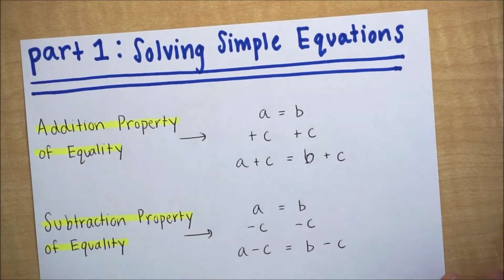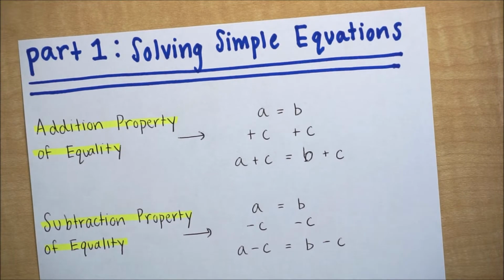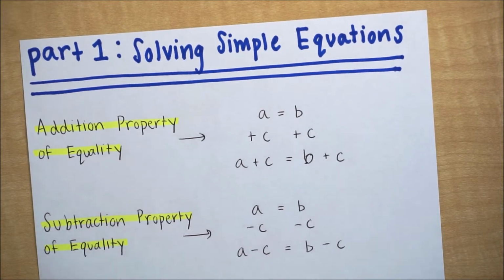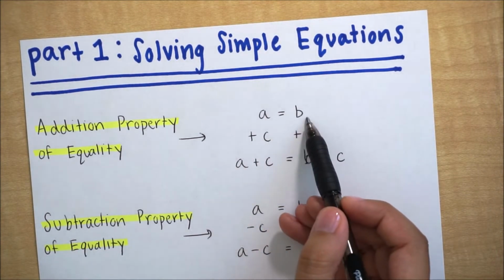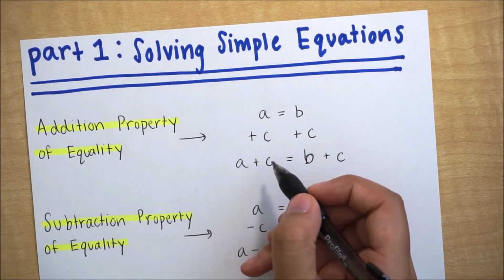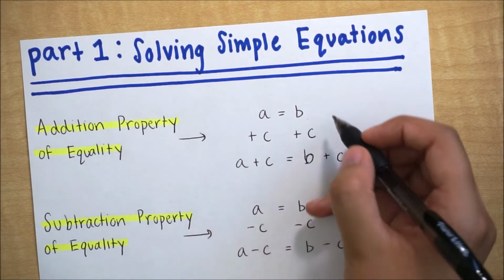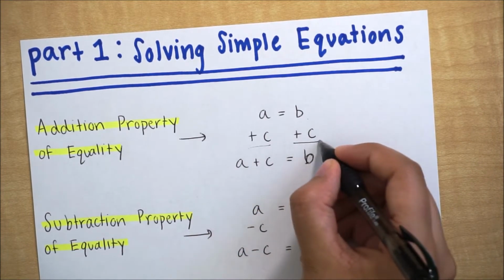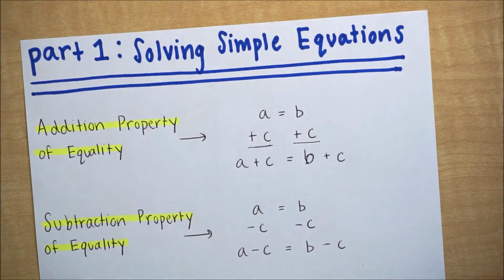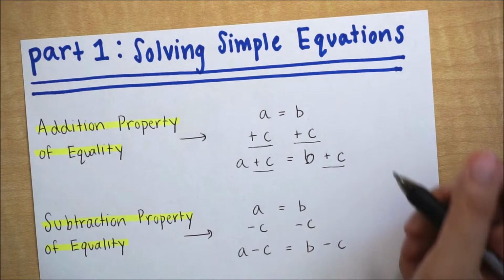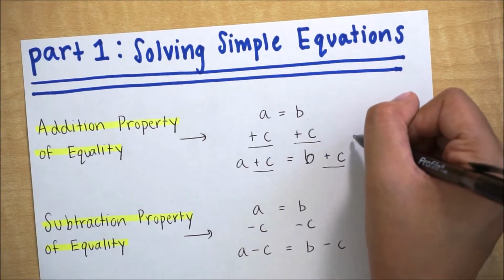So let's first talk about one of the two properties when solving simple equations, the first being the addition property of equality. What this property states is that you can have A equal to B, but if you decide to add C, which is another integer, you must add it on both sides of the equal sign. When you do that, you'll end up with an equation which is equal on both sides. So A plus C will be equal to B plus C.